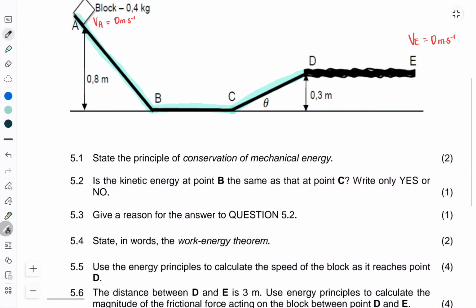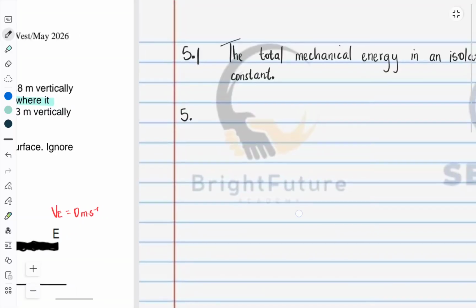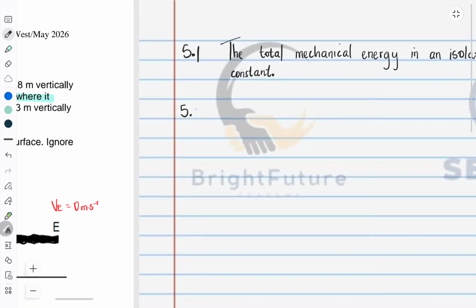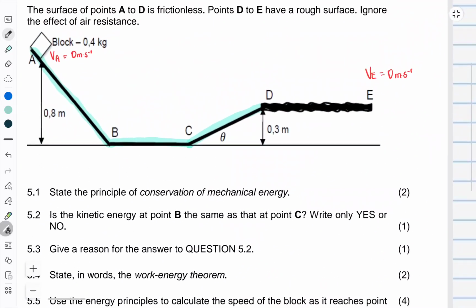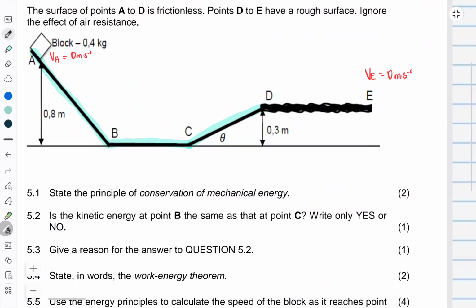Then let's go to 5.2. Is the kinetic energy at point B the same as that at point C? Only yes or no. Okay, so the kinetic energy at point B, is it the same as the one at point C? A simple answer would be yes. But then why is this the case?